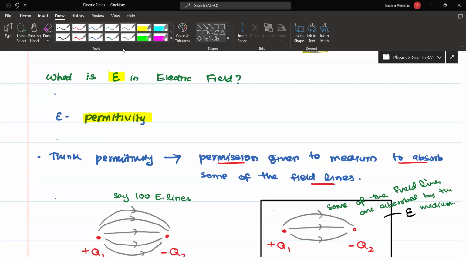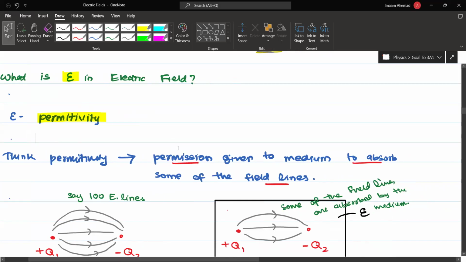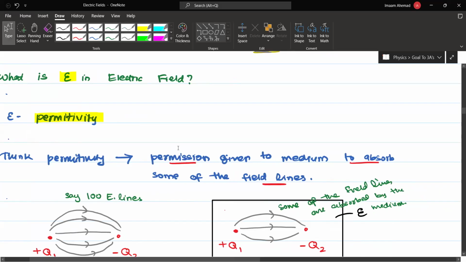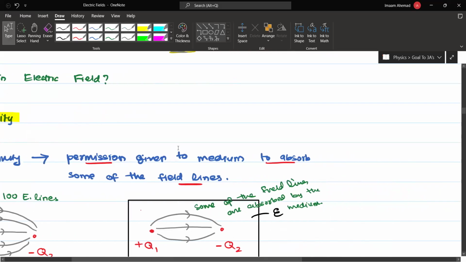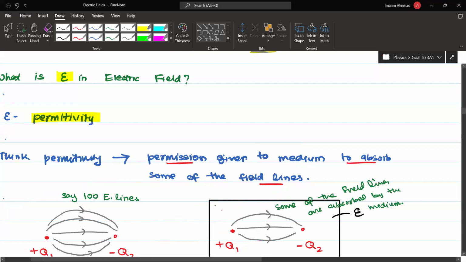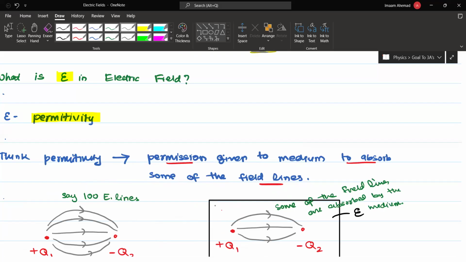Okay, let's think this way. Let's think that permittivity means the permission. Okay, just understand. Permission given to the medium to absorb some of the field lines. Okay, so just think that if the medium has more permittivity, that means it has more permission to absorb most of the field lines. Is that clear? Did you get what I'm saying?